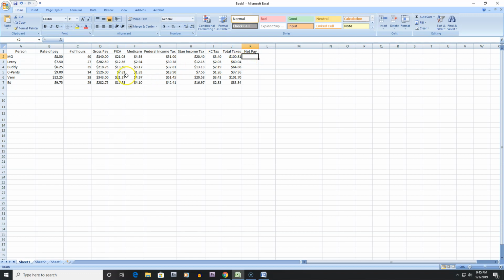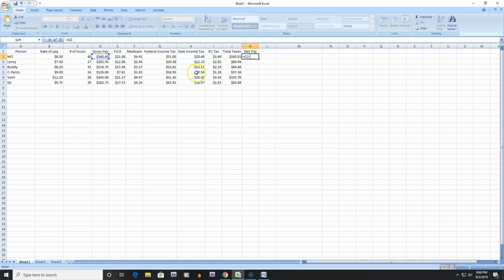Okay, so what you might think if you don't factor in taxes is, yeah, I'm about to get $340, right? Unless you're C-Pants here. C-Pants is like, oh, I only got 126. But you're feeling large here, you're going to get 340, but in reality, we're going to take that equal sign, and now we're going to go to D2, and what do you think we should do now? Huh? What's that? Yeah, subtract your total taxes.